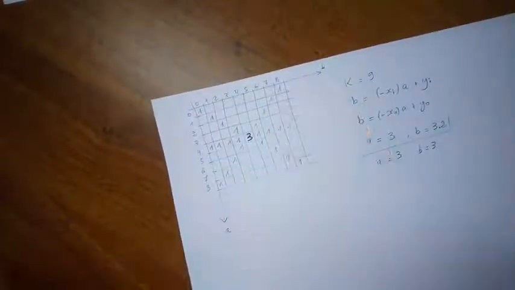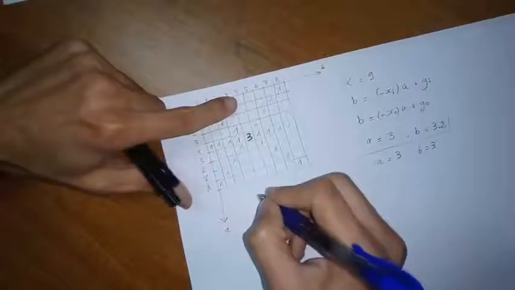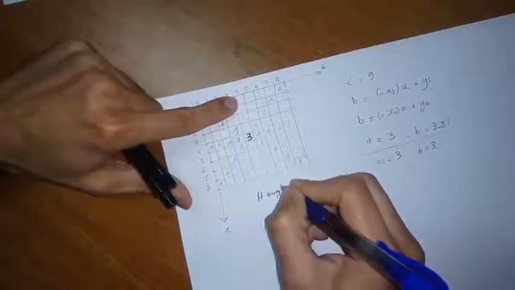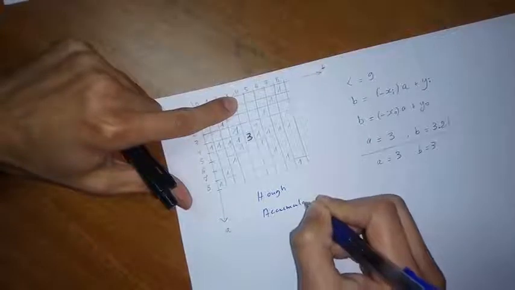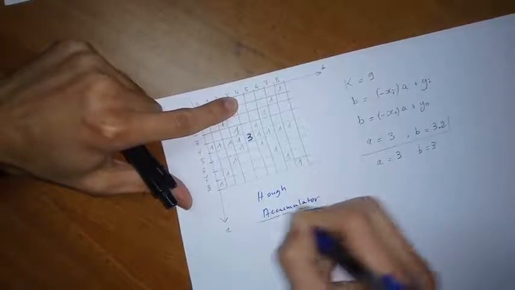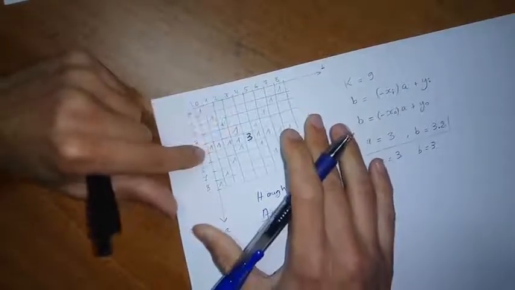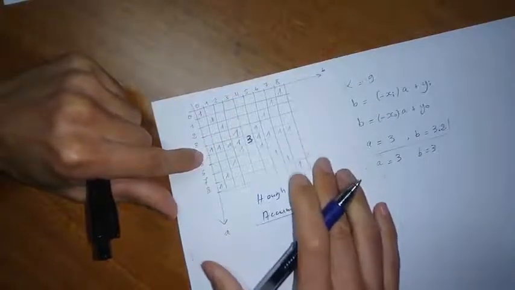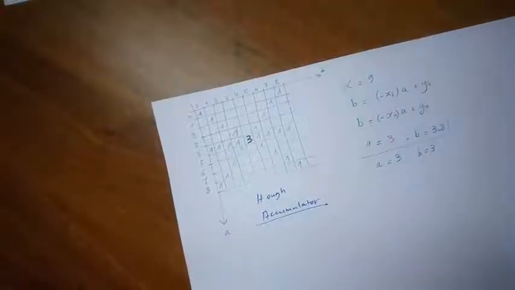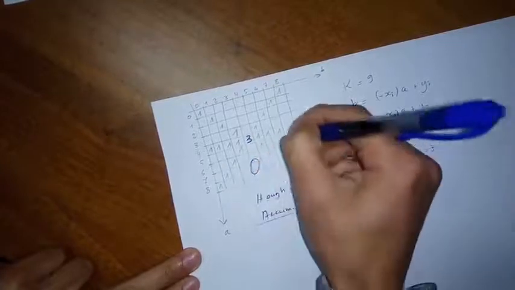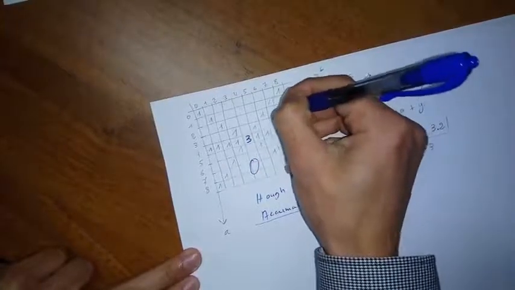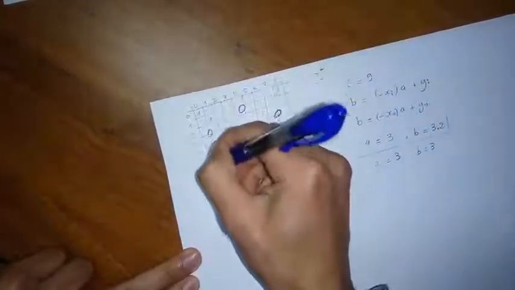This is the reason why this is called an accumulator, a Hough accumulator, because we are accumulating votes of lines that have slopes and intercepts A and B. Everything else is of course set to 0. All the other cells that are not marked have a value of 0.